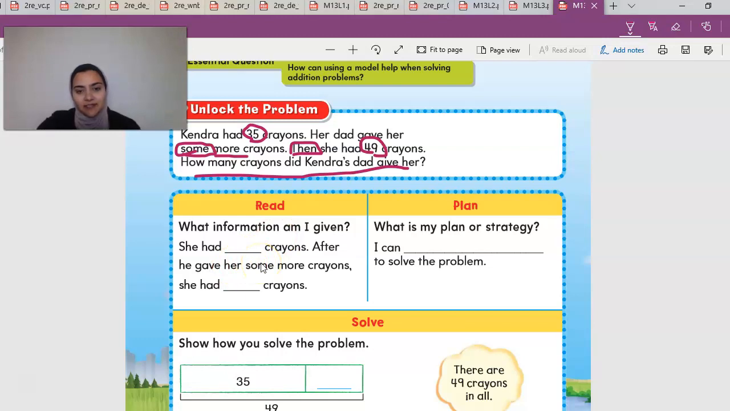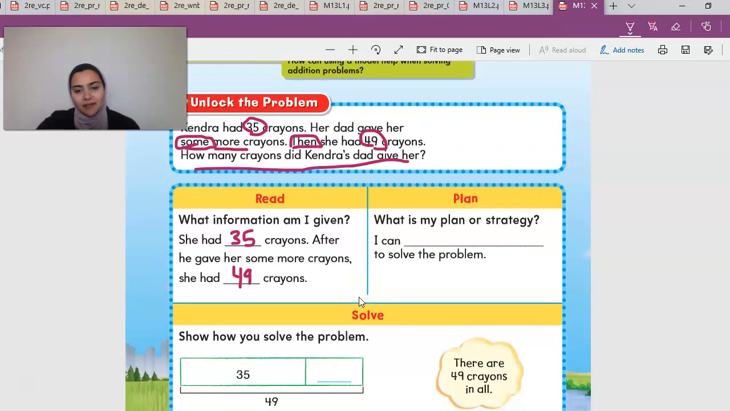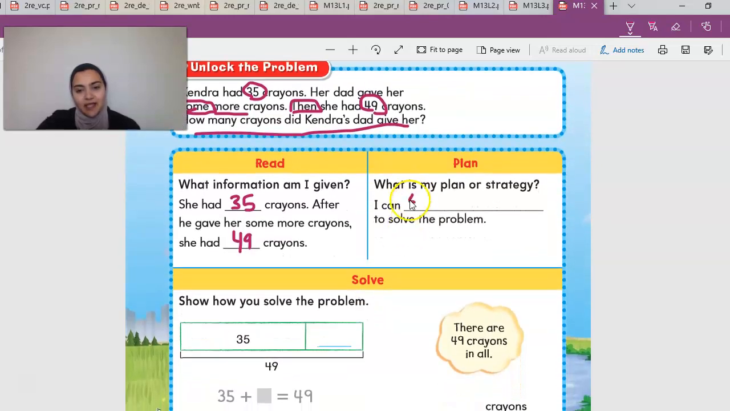All right, what information am I given? She had how many crowns? It says Kendra had 35 crowns, so I'm going to plug that information here. After he gave her some more crowns, how many crowns did she have? Then she had 49 crowns. All right, so what is my plan or strategy? What am I going to do to solve this problem? I can subtract. If it's 35 plus what is 49, you have to find out what goes here. To find out the what, you have to subtract. So we're going to write subtract here.